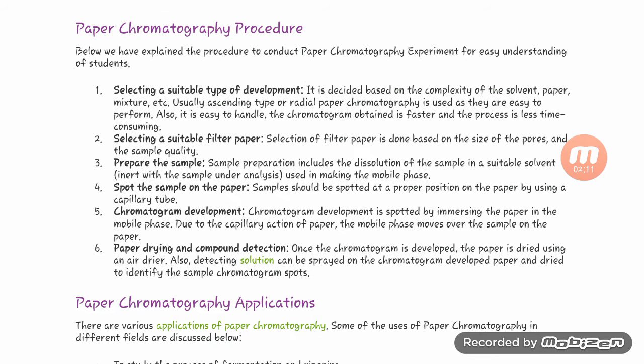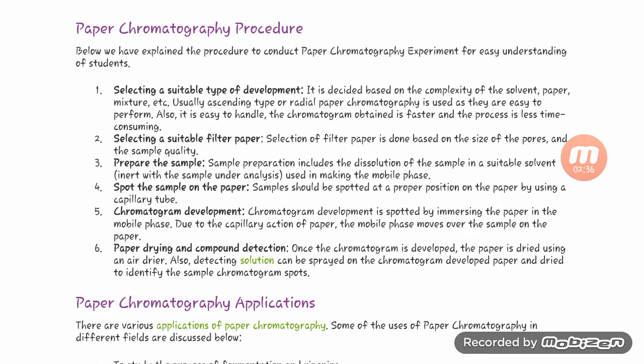Selecting a suitable filter paper. Selection of filter paper is done based on the size of the pores and the sample quality. Prepare the sample. Sample preparation includes the dissolution of the sample in the suitable solvent used in making the mobile phase. Spot the sample on the paper. The sample should be spotted at the proper position on the paper by using a capillary tube.